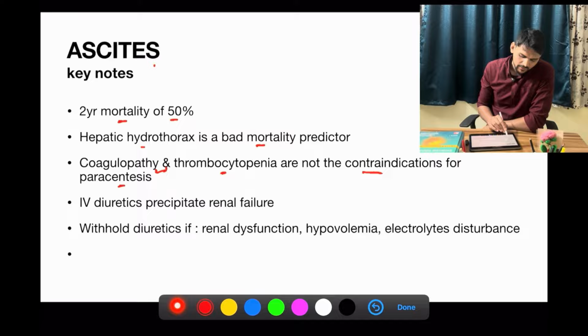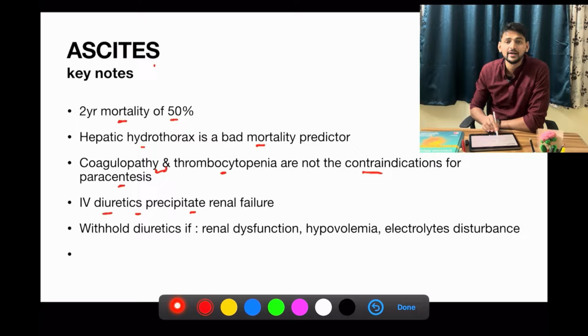And we mentioned in the basic steps that we prefer oral diuretics. But you might be thinking about IV when we have admitted the individual. Commonly, we will start on IV diuretics. But remember, IV diuretics can precipitate renal failure.